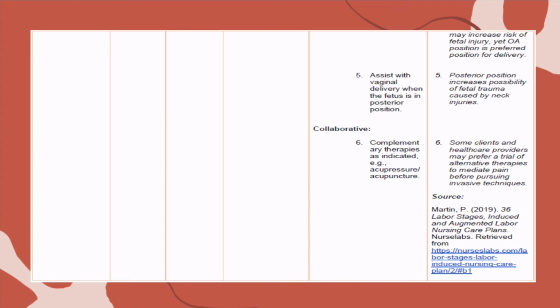Last but not the least is the collaborative nursing intervention. So for this, complementary therapies as indicated like acupressure and acupuncture. Some clients and healthcare providers may prefer a trial of alternative therapies to mediate pain before pursuing invasive techniques.